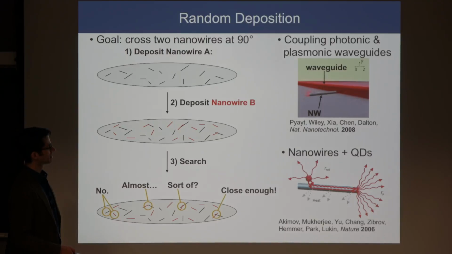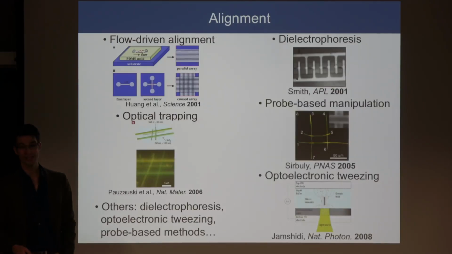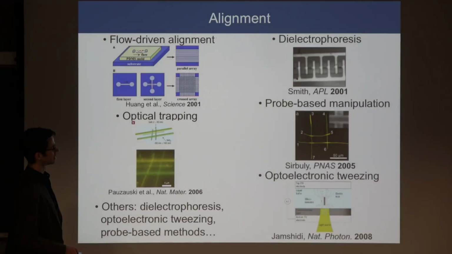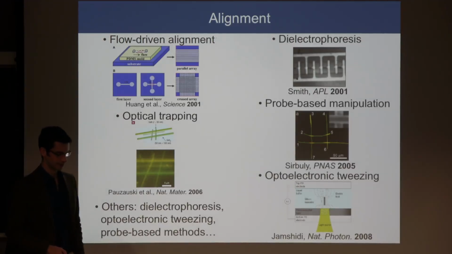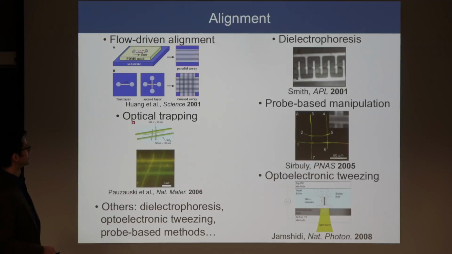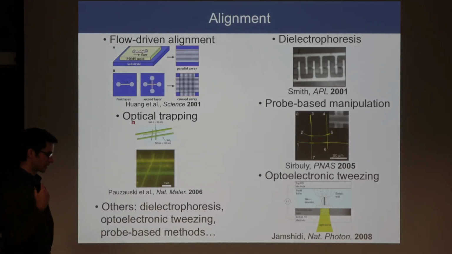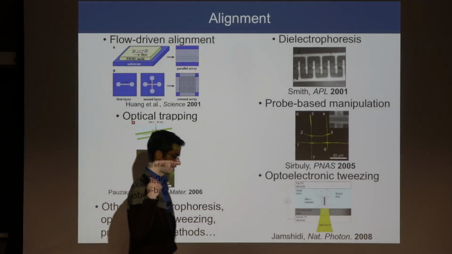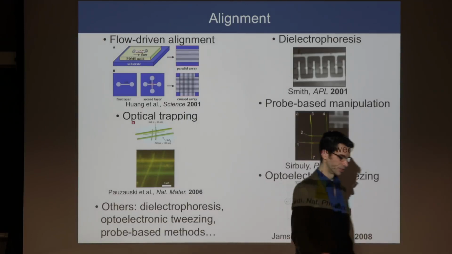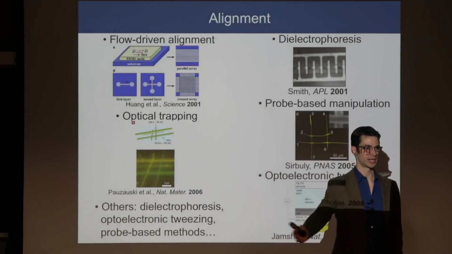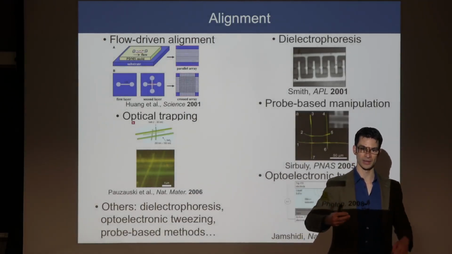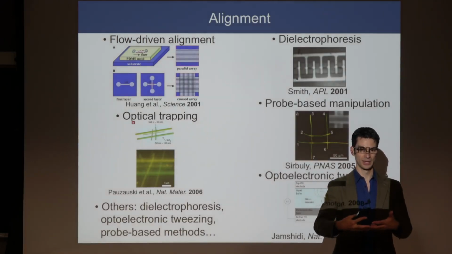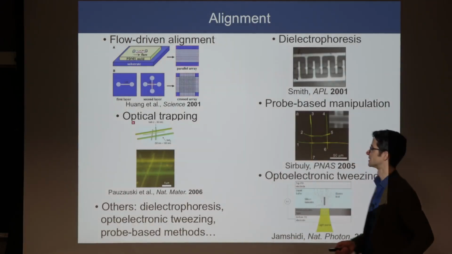But anyway, there are some methods of doing this deterministically or quasi-deterministically as well, and these references are now old, but these methods are still used. One is flow-driven alignment, where you use the shear that is produced by flow in a microchannel in order to influence the nanowires to align themselves along the axis of flow.